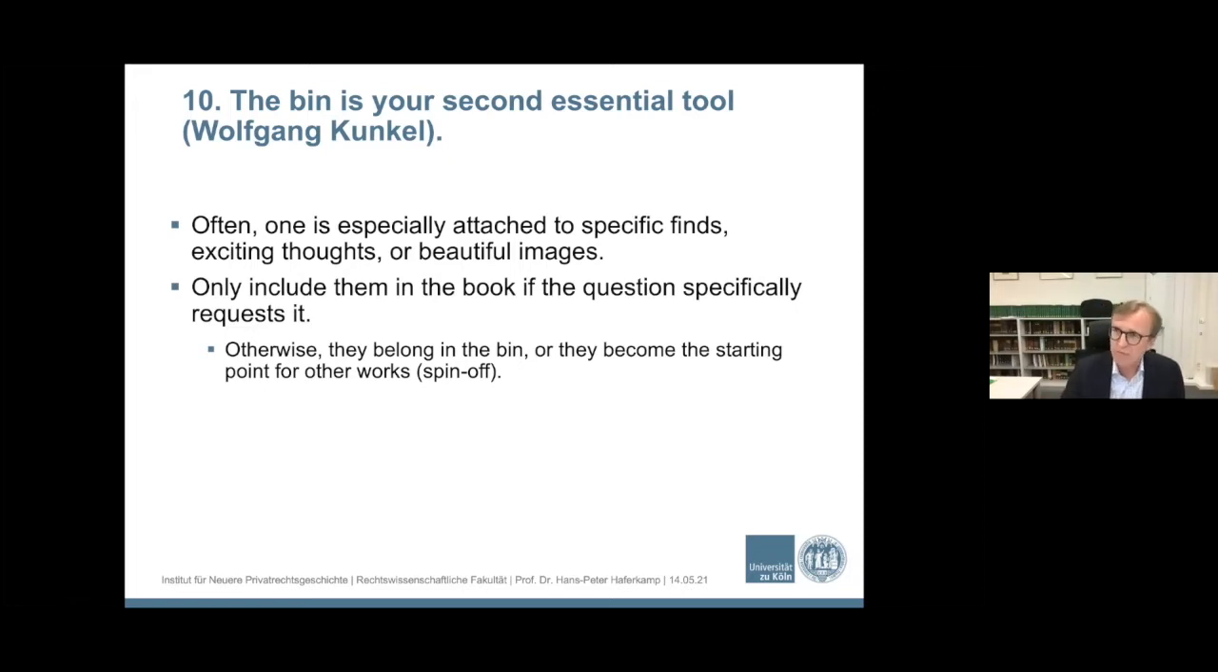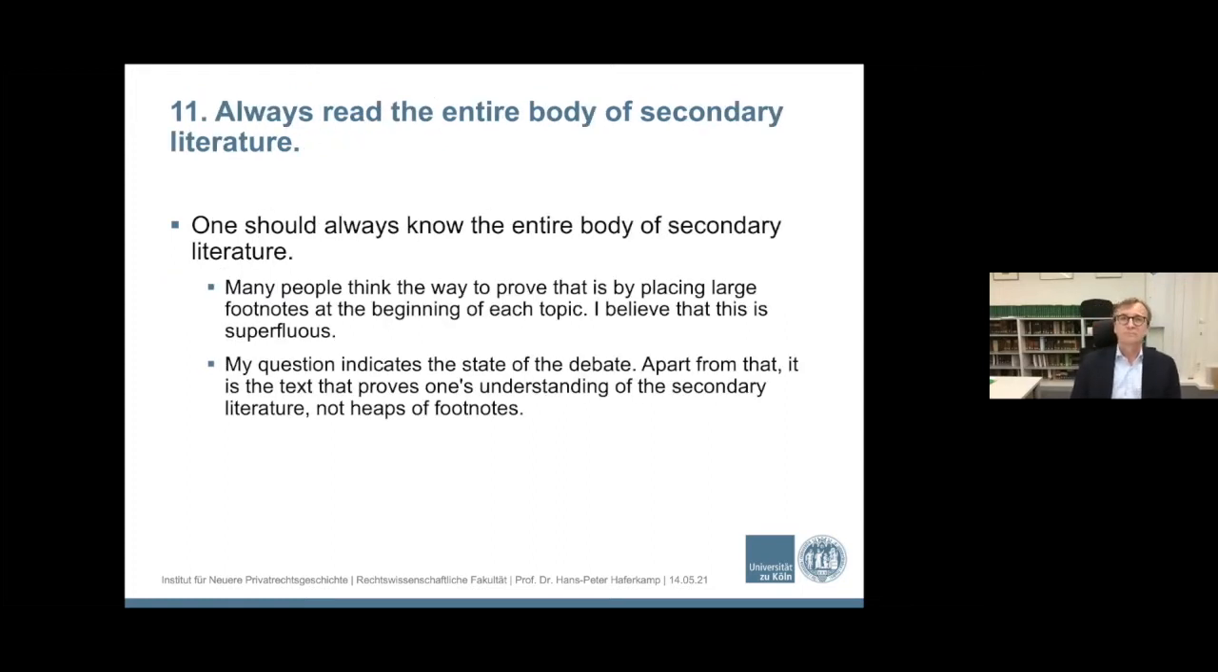And I know many books which are totally overloaded with ideas and quotations and findings and sources, and they totally lose the line, they lose the question because they love all these little findings. Throw them away. And if you do not want to throw them away, which I always tell my PhD students, say, oh, that's a good topic, but another topic. Make a paper out of it. Make a spin-off.